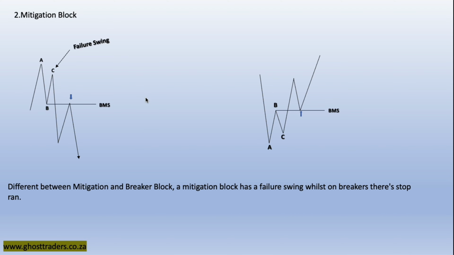So we're going to look at mitigation block. Okay, so the difference between a mitigation and a breaker block: a mitigation block has a failure swing, whilst on a breaker there is a stop run. So what do I mean by that?